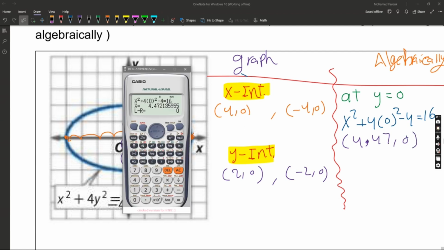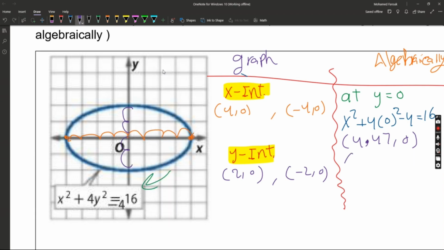Okay, I'll give it my second guess and solve again. It's -4. It will tell me no, it's -4.47. So the second x-intercept is (-4.47, 0). Okay, this is the x-intercept.